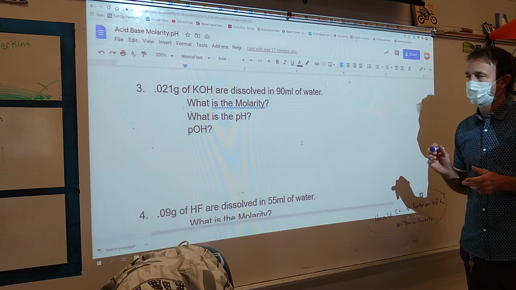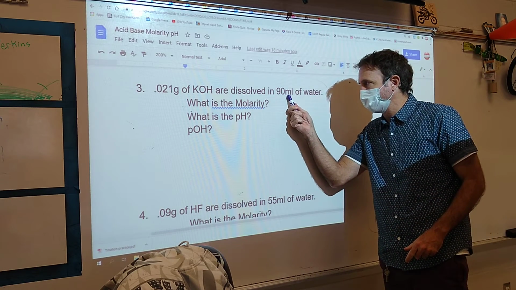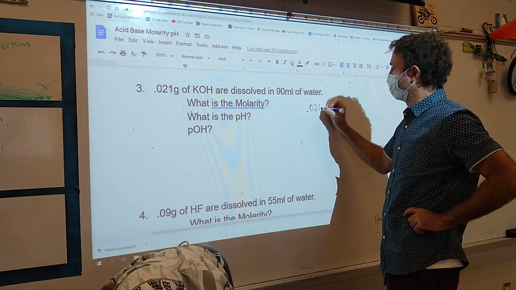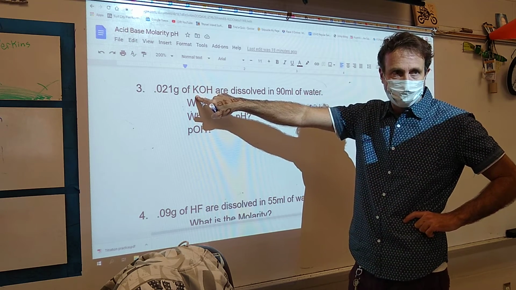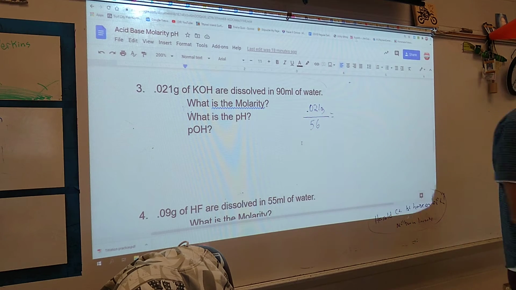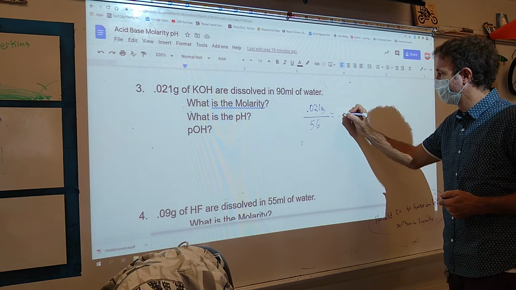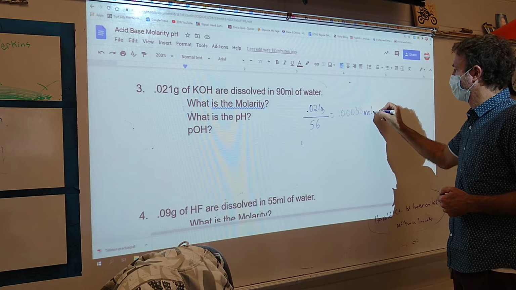0.021 grams of potassium hydroxide are dissolved in only 90 milliliters of water. All right. First, 0.021 grams. Let's figure out how many moles we have. Divided by the mass of potassium hydroxide. That's 56, isn't it? So I'm going to calculate this. 0.021 divided by 56. 0.00038, we'll call it. So you have 0.00038 moles.